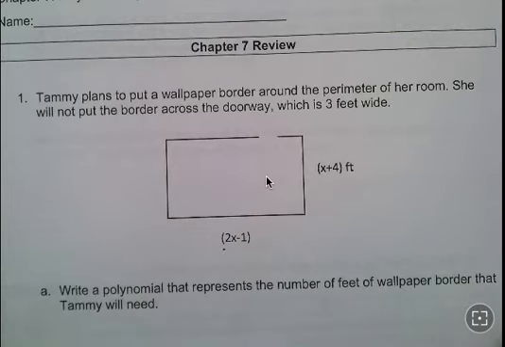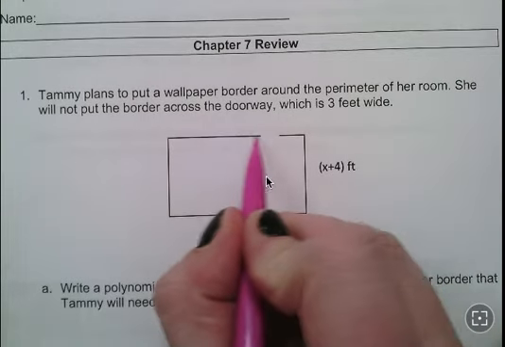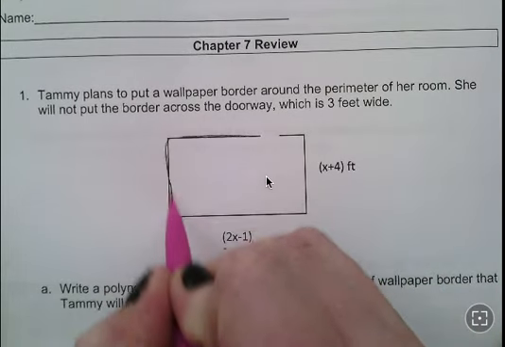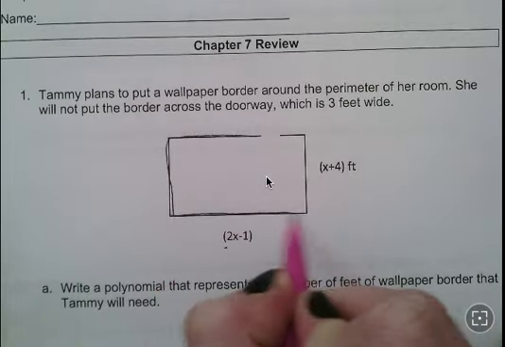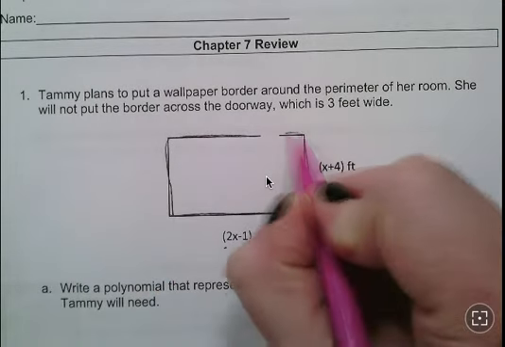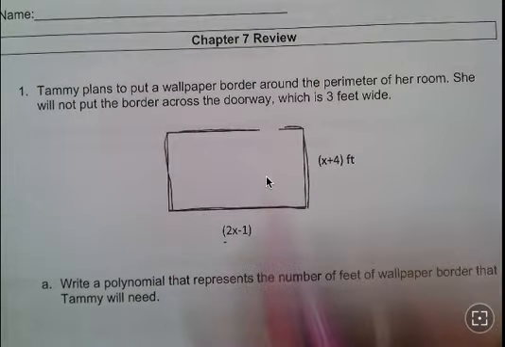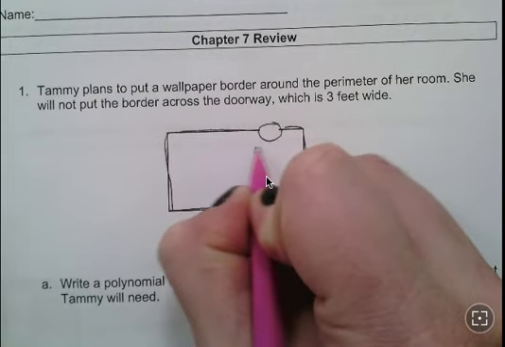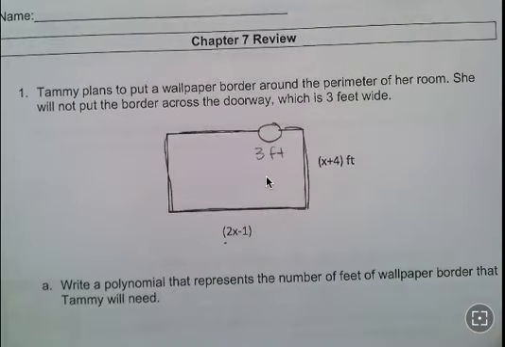So here we go. Number one, Tammy plans to put a wallpaper border around the perimeter of her room. She will not put the border across the doorway, which is 3 feet wide. Okay, so here's Tammy's room. She's putting a border around the edges. I saw a lot of people trying to find the area today. We don't want to find the area here. We want to find the perimeter.